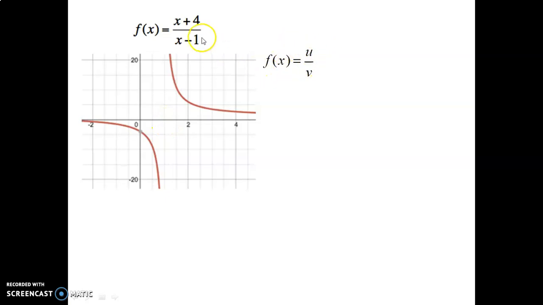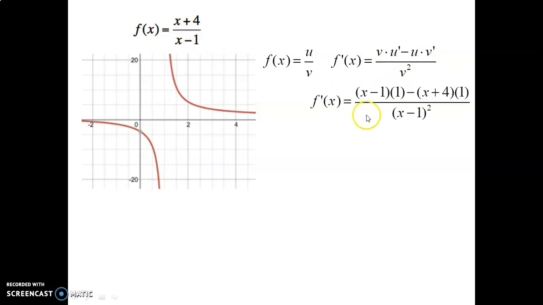Let's find the derivative first. For this one, you will need the quotient rule. So try the quotient rule on that. Practice the quotient rule, see what you get. Okay, by quotient rule, we have this, and that simplifies to this. So our derivative is this.